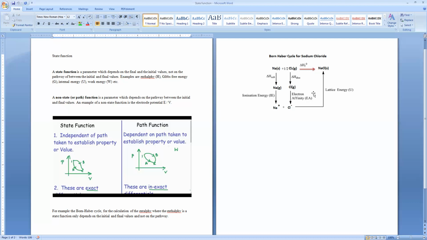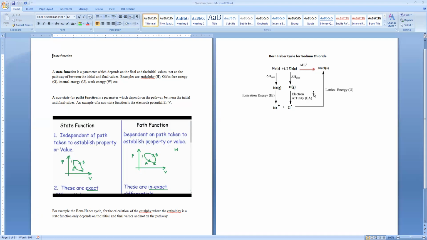You can represent the Born-Haber cycle to calculate the delta H enthalpy, or the delta G, the Gibbs free energy, or internal energy, or work energy, because they are all state functions. So this cycle only works for state function parameters, for example enthalpy or Gibbs free energy, because a state function only depends on the initial and final value.